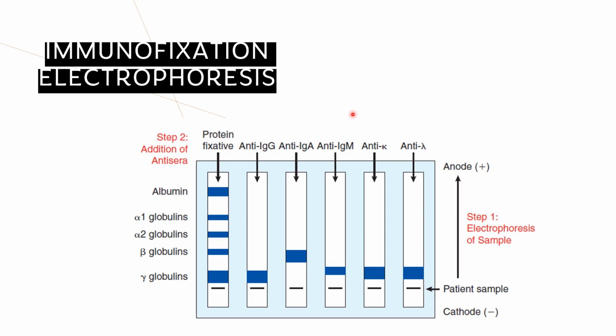Immunofixation electrophoresis, on the other hand, involves two major steps. In step 1, proteins are applied onto the agarose gel and are separated according to their surface charge. In step 2, the specific anti-sera are added to each one of the lanes, and they will react with their corresponding protein to produce a precipitin band. From there, we detect what type of immunoglobulin is predominant.